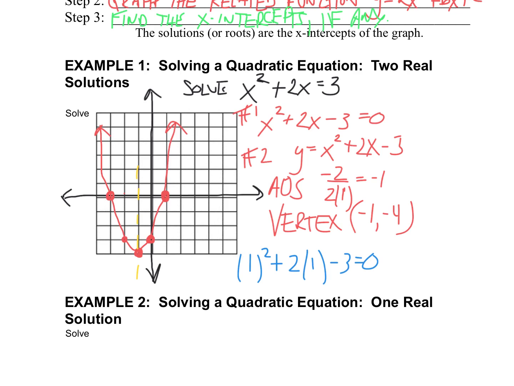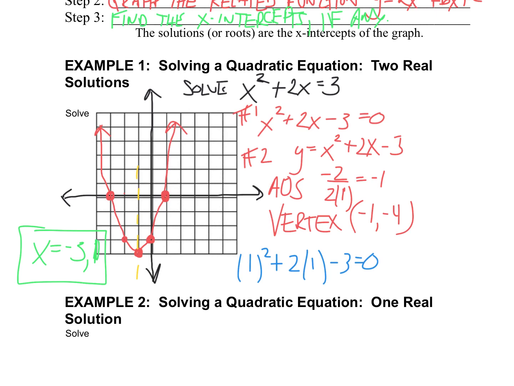And then we know the solutions here are the two roots, or these two x-intercepts. So my answers are x is negative 3 and x is 1. Both of those answers provide the roots.